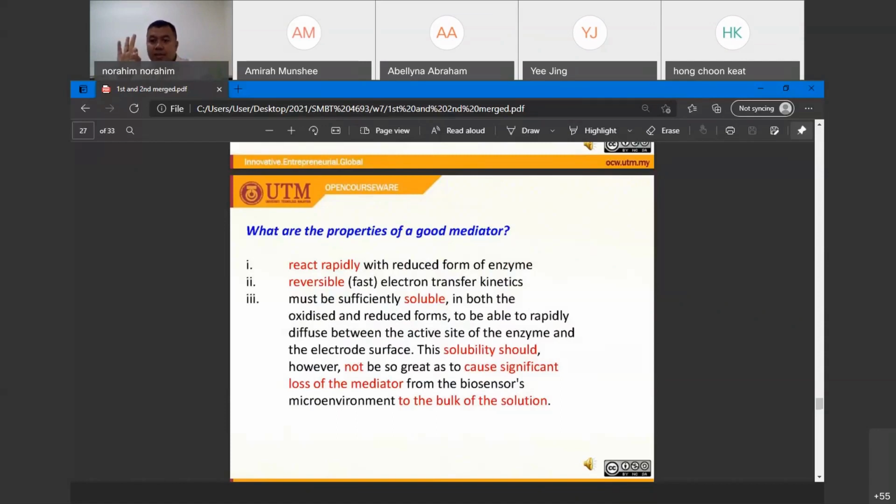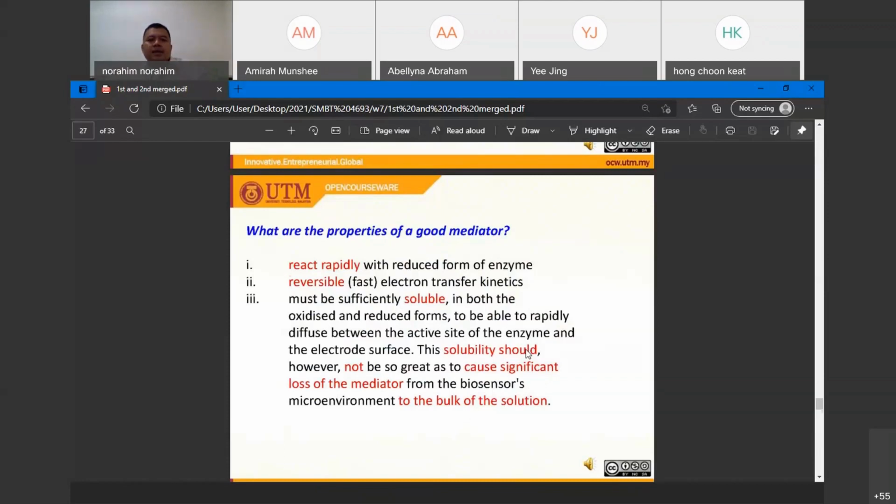Okay, three main mass transfer. Okay, we go back here. A good mediator's solubility should, however, not be so great as to cause significant loss of the mediator from the biosensor's microenvironment to the bulk of the solution. Maksudnya, you don't want it to be too soluble. There is a certain range of solubility that you need for a mediator.